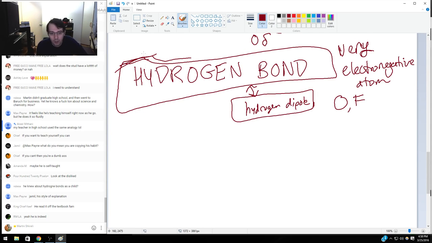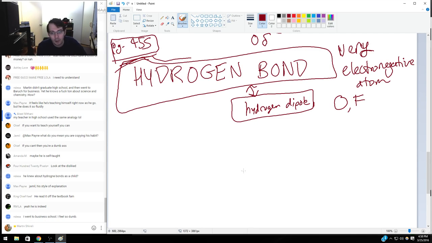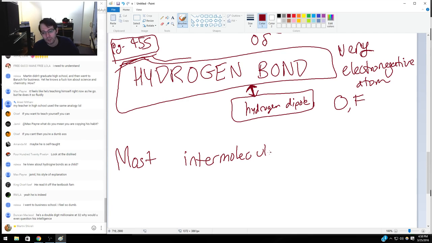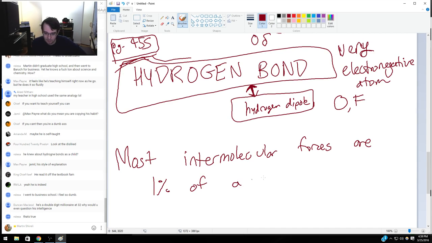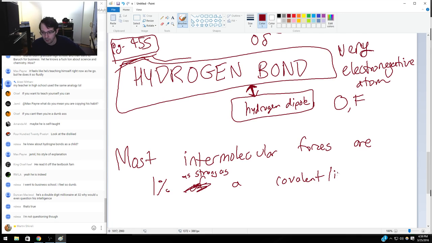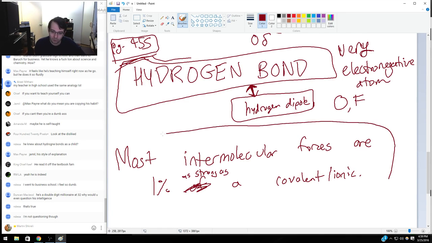Yes, we're reading from the Zumdahl and Zumdahl textbook, which is my teaching tool, and we're on page 455. Why is this hydrogen bond so important? It's an important bond because most intermolecular forces are not very strong. Let's just say most are about 1% as strong as a covalent or ionic bond. So they're not that important relative to the rest, right?